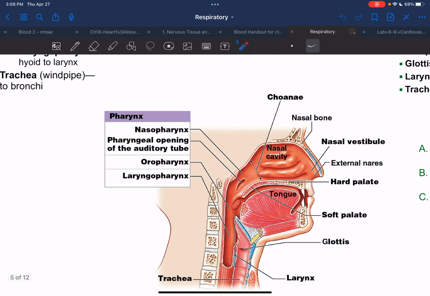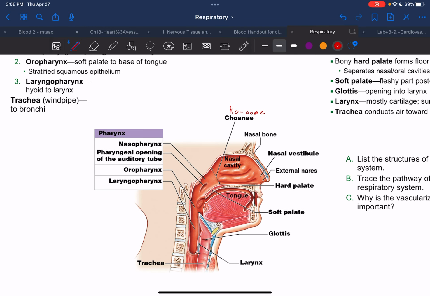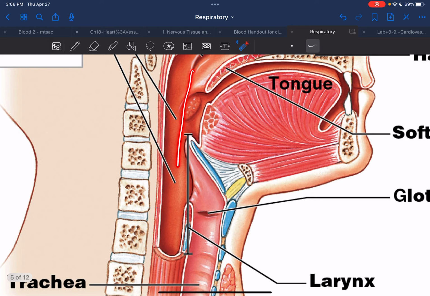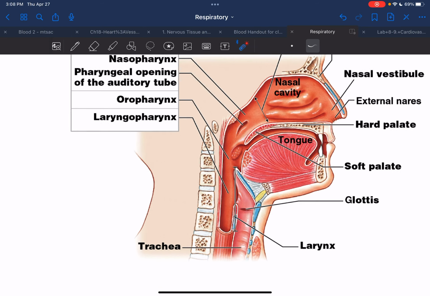And then we have another word here. This word, even though it starts with a CH, it's ko. Everything after sounds fine. Choana. This choana is the passageway from your nasal cavity into your pharynx.